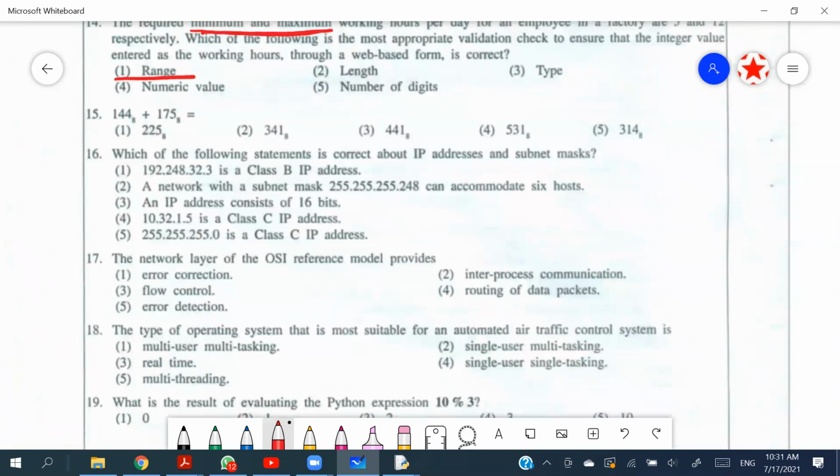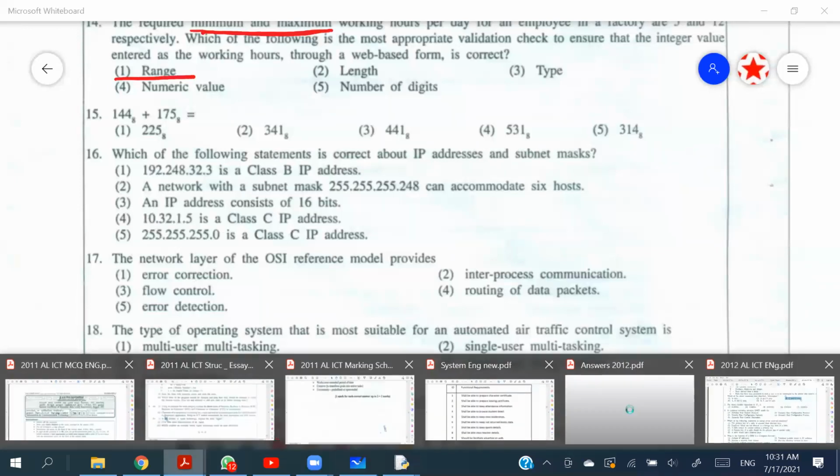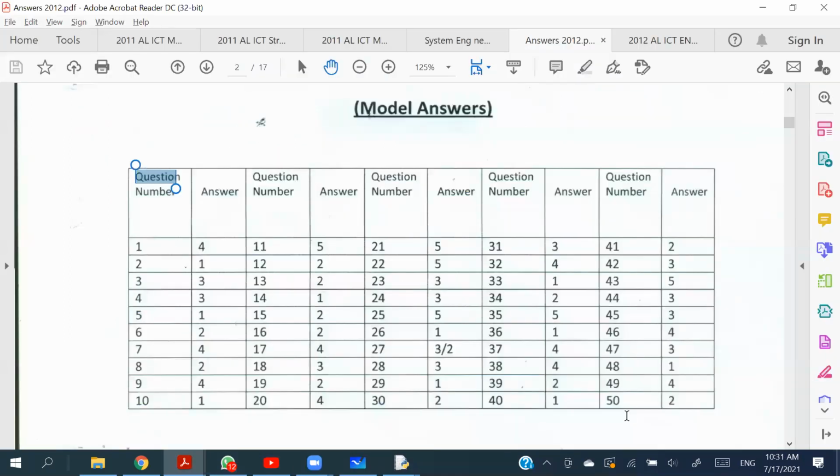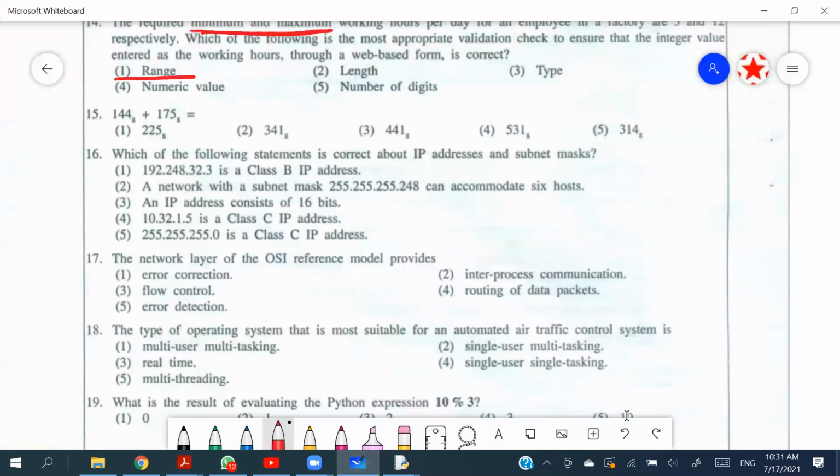17th, the network layer of OSI reference model provides the flow control, right? Yeah. Network layer, yeah. 17th, what is the answer? Remember it as the flow control. 17th, no, not the flow control. It's the fourth one. Hold on. Just a second, just a second.